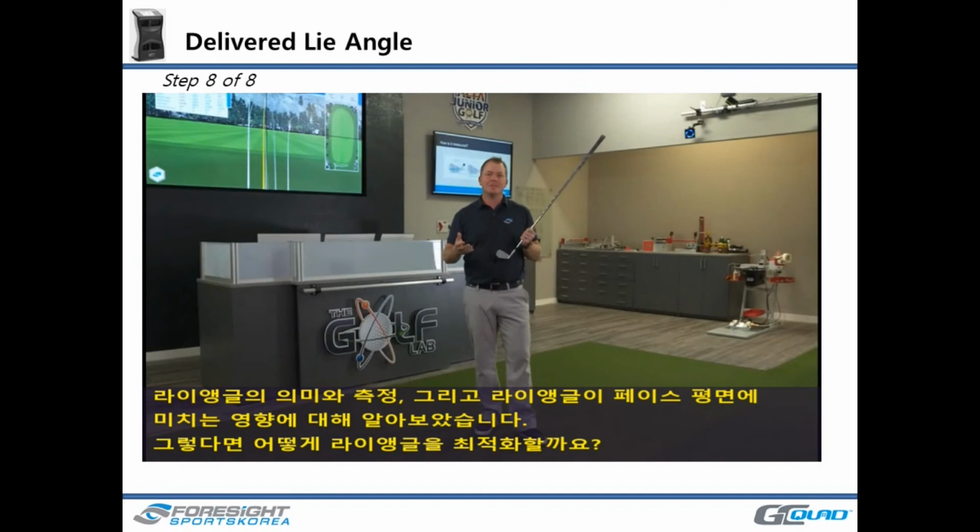So now that we understand a little bit about how the delivered lie angle is measured and the effect it has on the projection of the face plane, how do we optimize it for ourselves?